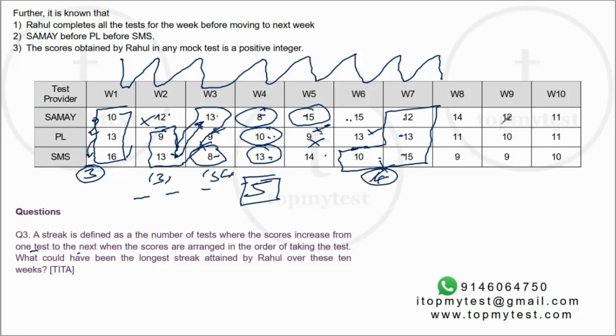Now let's try this. 15 to 14 is a drop, 14 to 11 is a drop, 11 to 9 is a drop. 9 to 12, 12 to 10, again a drop. So this is only a streak of 2. 10 to 9 is a drop, 9 to 11 is an increase, 11 to 11 is an increase, but 11 to 10 is a drop. So the maximum streak is 5. This is more of an observation question. This should not take you as much time as I've given you because I've explained it in more detail. But in an actual exam situation, this should take you about a minute and a half max.